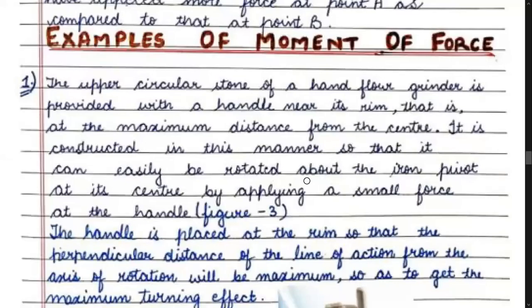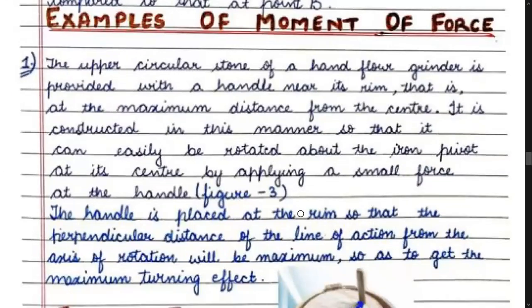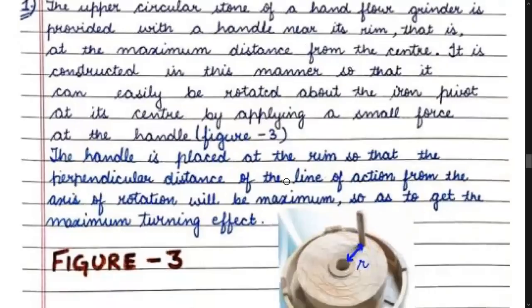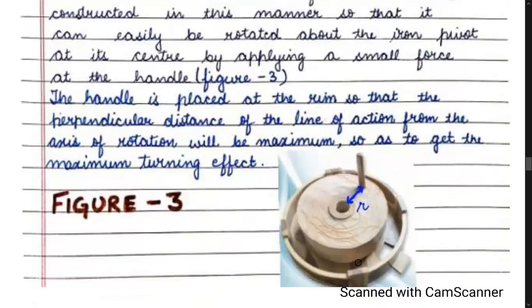Now students, moving to the examples of moment of force, which are based on the concept which we just understood. First example is of a hand floor grinder, which is commonly known as chakki. So the upper circular stone, they are basically two stones, lower stone and upper stone, and in the center we put grains inside it, while there is a handle at the rim, at the boundary of the stone, and to rotate it, to produce the rotational effect, we have to apply the force on this rim.